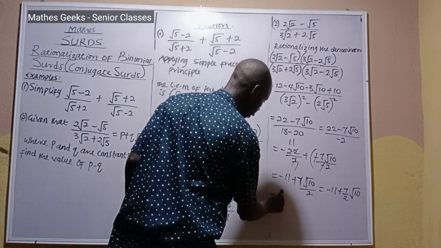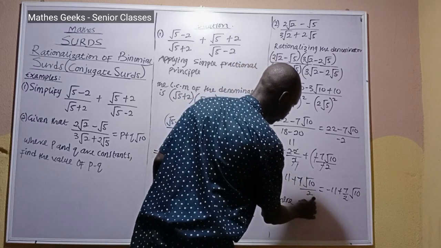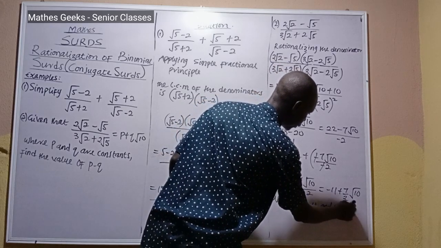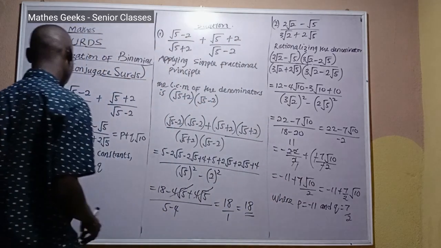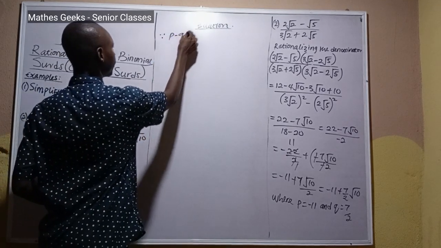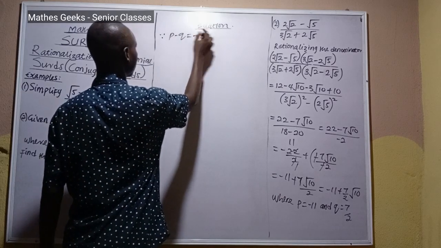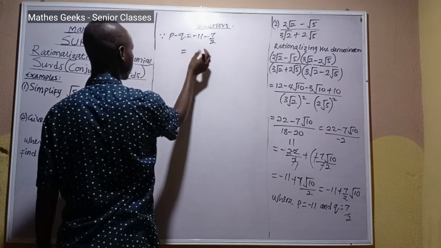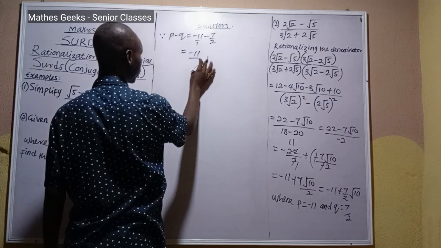So where P is equal to minus 11 and Q is equal to 7 over 2. But that's not the end. We need to get the value of P minus Q. We say therefore P minus Q is equal to, our P is minus 11 minus Q, which is 7 over 2. So let's make it minus 11 over 1, and the LCM is 2.